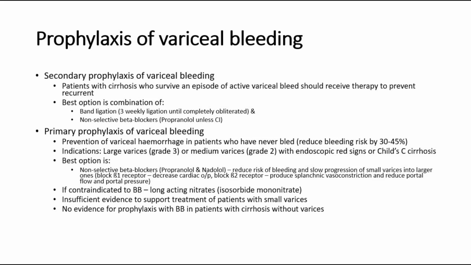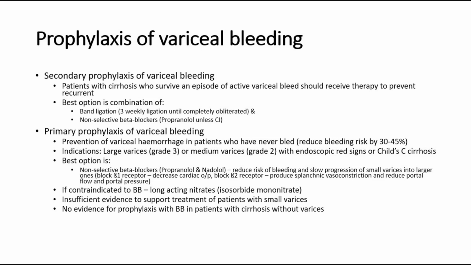Primary prophylaxis of variceal bleeding. Prevention of variceal hemorrhage in patients who have never bled can reduce bleeding risk by 30 to 45%. Indications are large varices grade 3, or medium varices grade 2 with endoscopic red signs or Child C cirrhosis. Best option is non-selective beta blockers, to reduce risk of bleeding and slow progression of small varices into larger ones. If contraindicated to beta blockers, consider long-acting nitrates like isosorbide mononitrate.